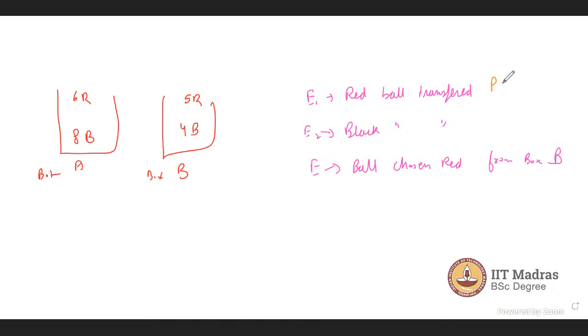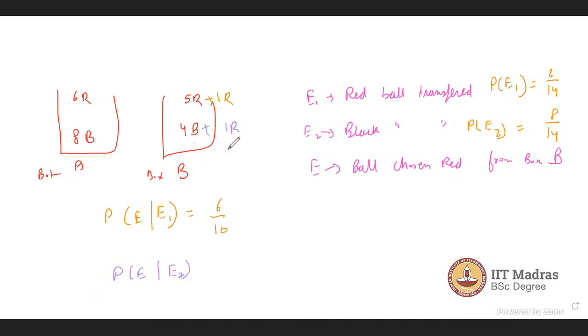Okay. So first of all, the probability of a red ball being transferred is the same as selecting the red ball from box A, which is nothing but 6/14, right? Yes. Selecting a black ball from box A is the same as transferring a black ball to box B. So it's 8 by 14. Now consider it. If a red ball is transferred to box B, it means box B now has 6 red and 4 blacks, right? What is the probability that the ball chosen is red from box B? 6 by 10. What is the probability that a red ball is chosen given that a black ball is transferred? It has one additional black ball. That's 5 by 10.